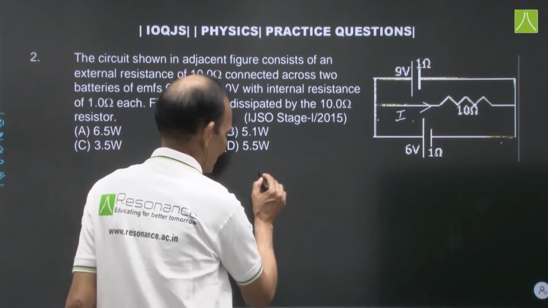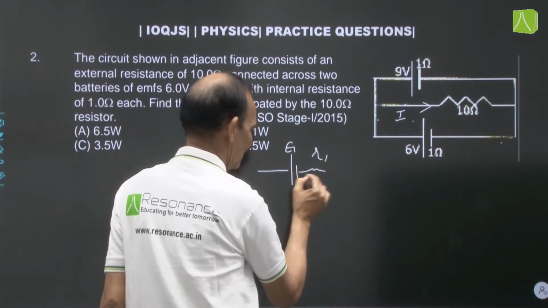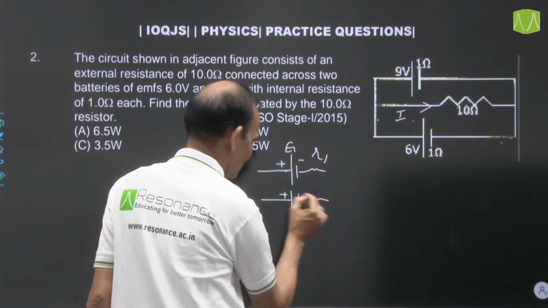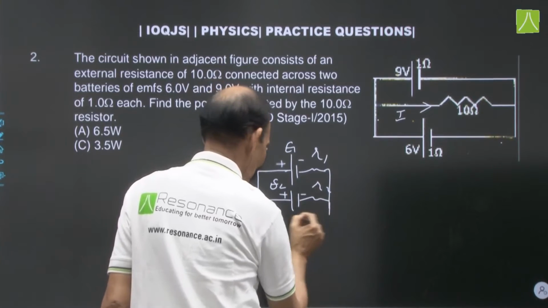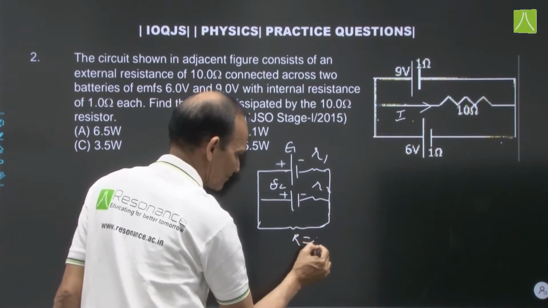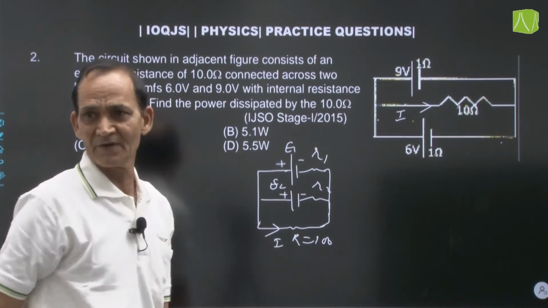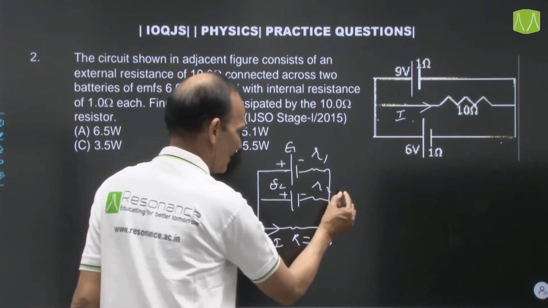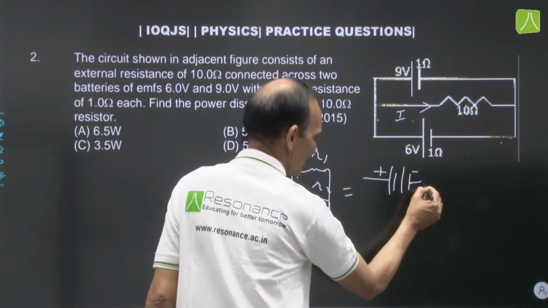So we can say in this way, in parallel it is E1, R1, plus and minus, it is E2 and R2, they are connected in parallel. Then the resistance here is given, R is equal to 10 ohm. We have to find the current I here. So we will convert it into a single battery, that is E equivalent and R equivalent.